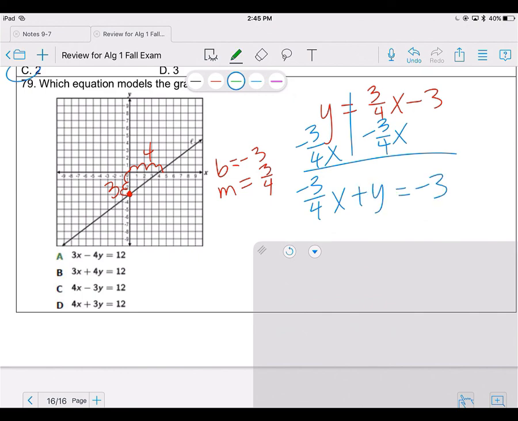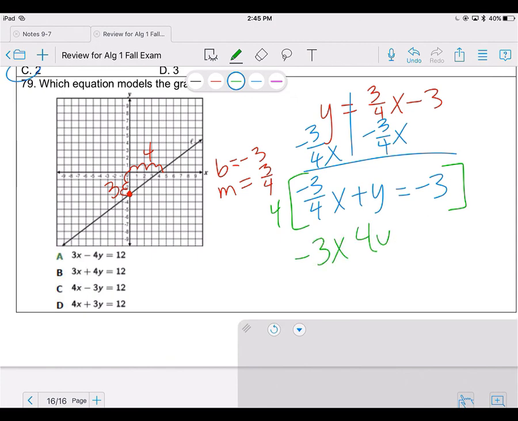Can't have fractions, so I'm going to multiply by 4. 3/4 times 4 is negative 3. 4 times y is 4y. 4 times negative 3 is negative 12.